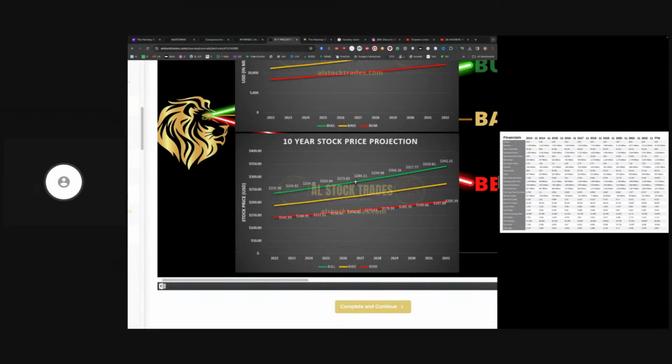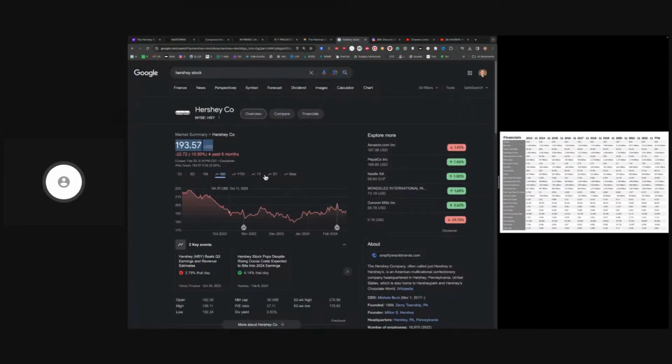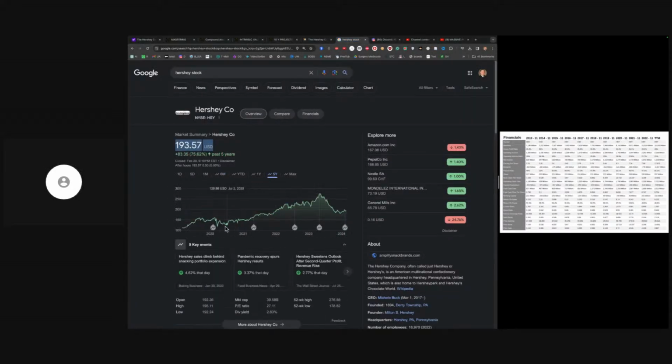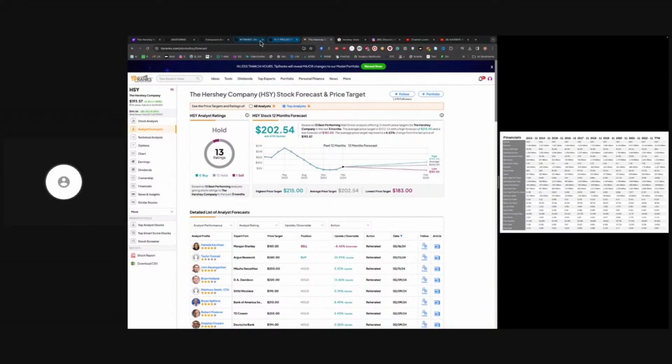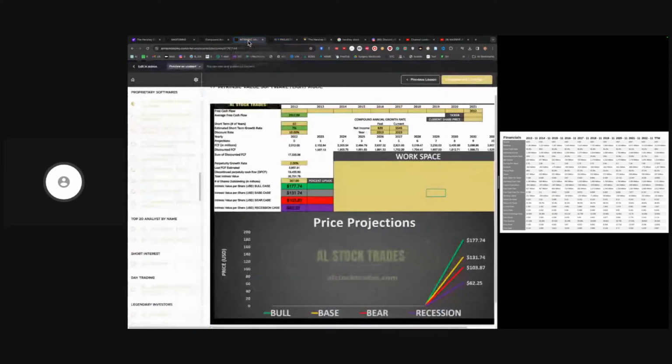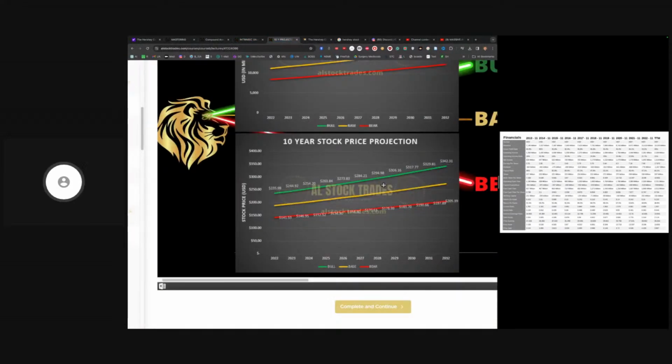$342, only like a $70 increase here, which falls in line if you look at the 5 years of Hershey's, falls in line with its value here. Okay. So overall, it's a safe company, gives dividends, but it could get disrupted.